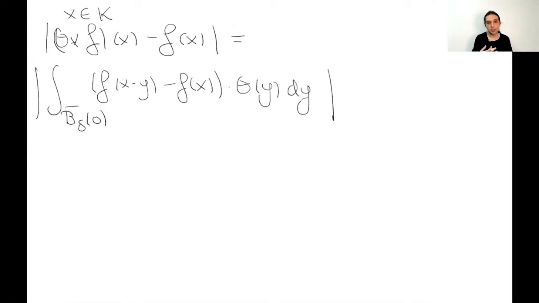What happens is that x belongs to the compact set and the distance between these two points is at most delta, and because of that the norm of this difference is at most epsilon. So what we are going to have is that since the norm of the integral is less or equal than the integral of the norm, we have this thing over here.